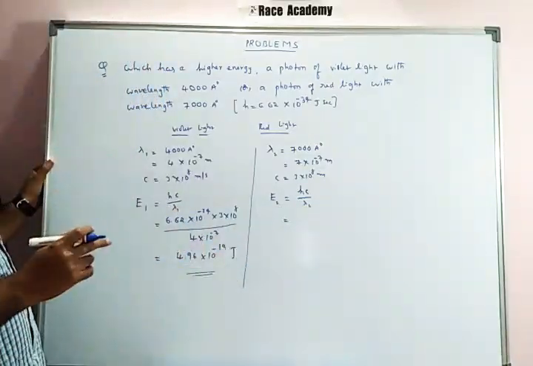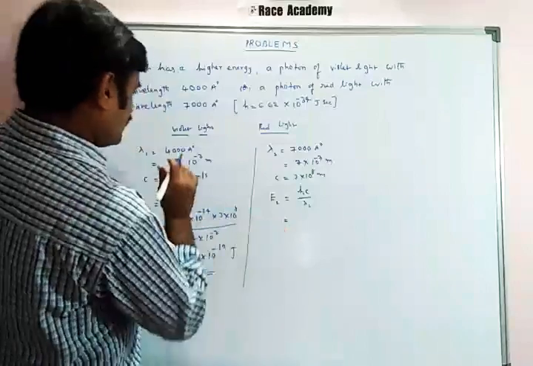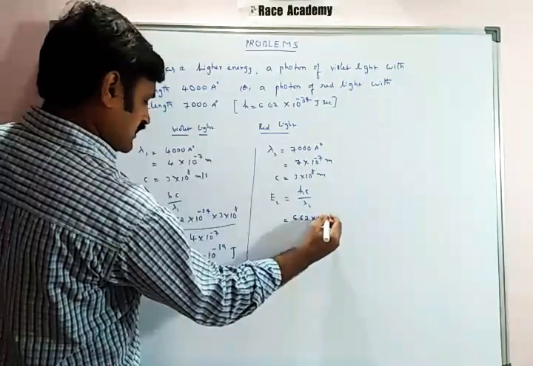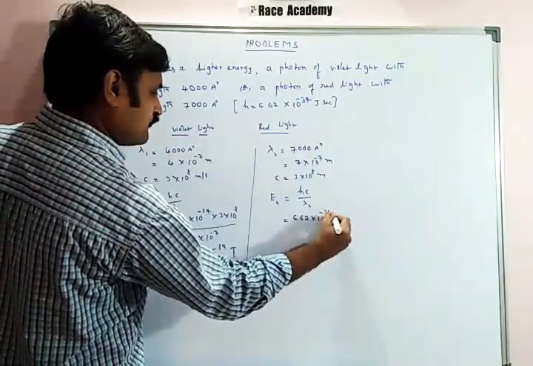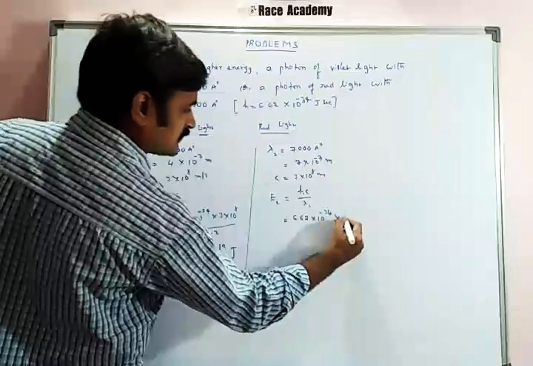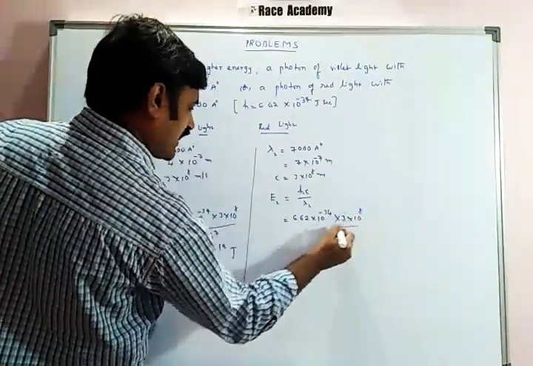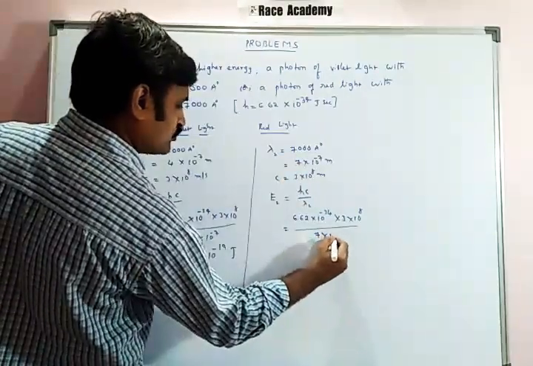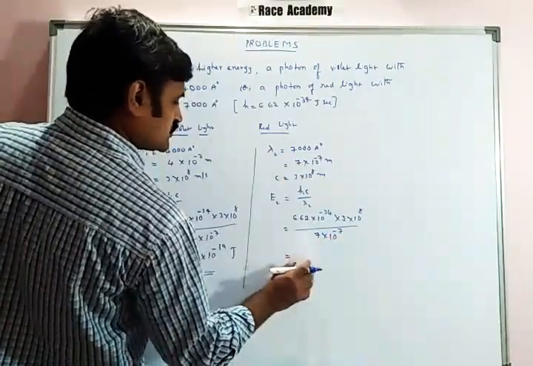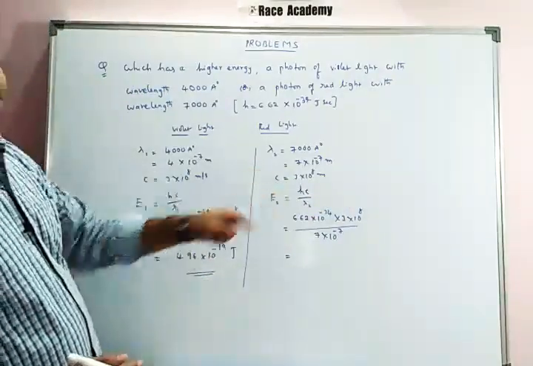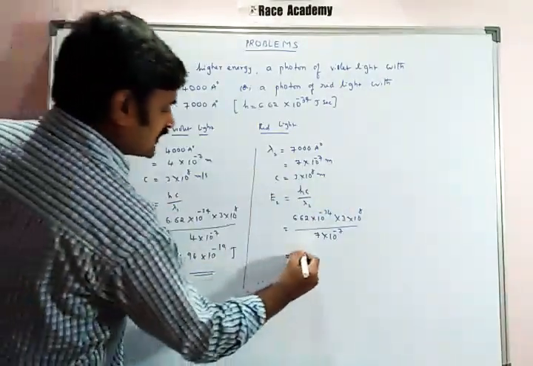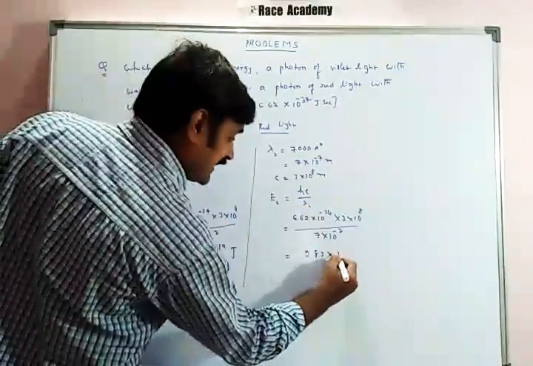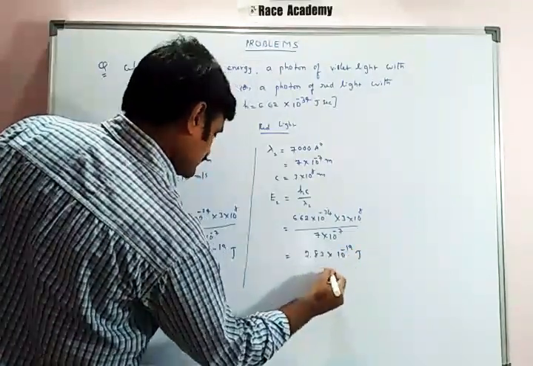Now I am substituting these values like we did for the violet light, that is 6.62 into 10 to the power of minus 34 into the C value, that is 3 into 10 to the power of 8, divided by the lambda 2 value, we have 7 into 10 to the power of minus 7 meters. So finally, upon simplification, I have got the E2 value, that is 2.83 into 10 to the power of minus 19 joules.